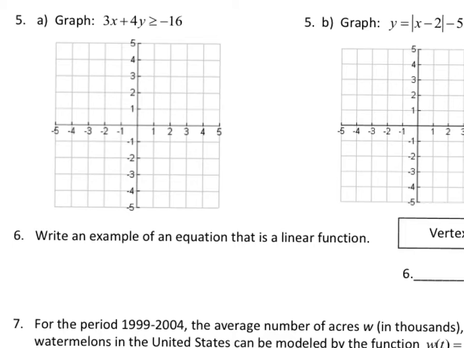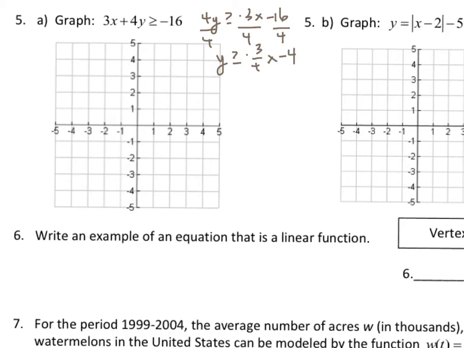Before you can even do this inequality though, you have to make sure that you get it in slope-intercept form, because I can't really graph anything unless it's in slope-intercept form. The easiest way to do that is get the x on the other side. So I get 4y is greater than or equal to negative 3x minus 16. At this point I divide by 4, and I get y is greater than or equal to negative 3/4 x minus 4.